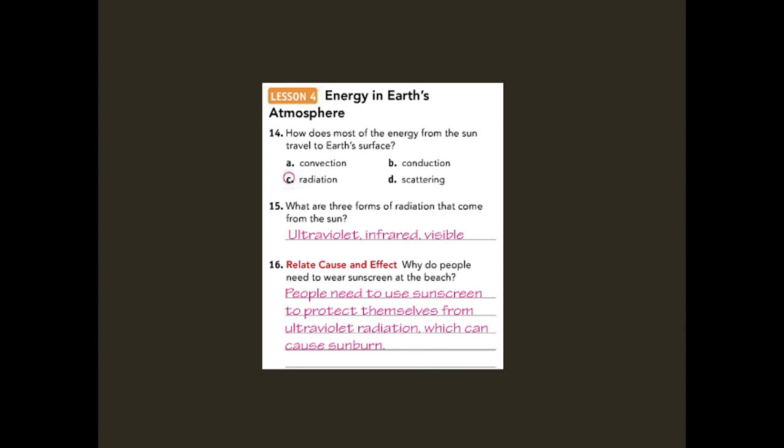Number 15. What are 3 forms of radiation that come from the sun? Ultraviolet, infrared, and visible. Those ones we studied as well in another video.